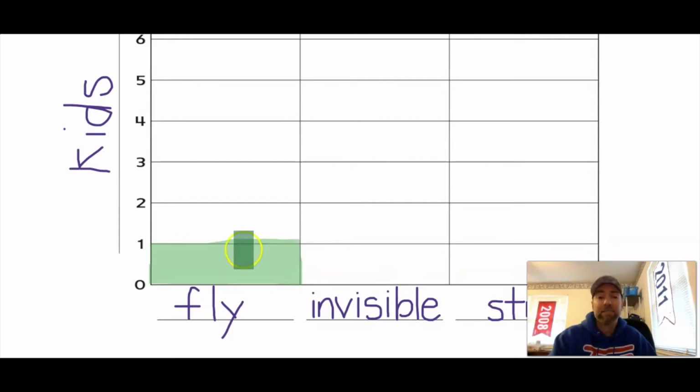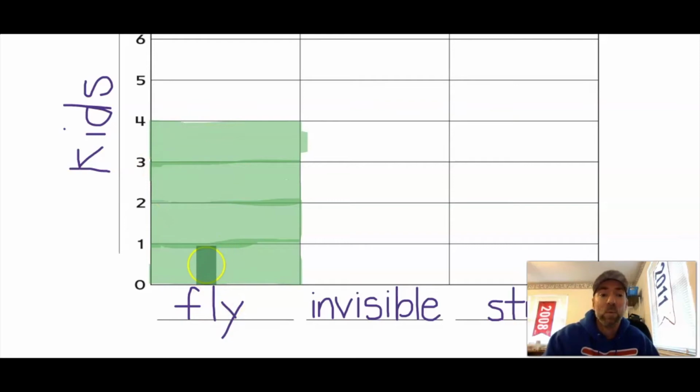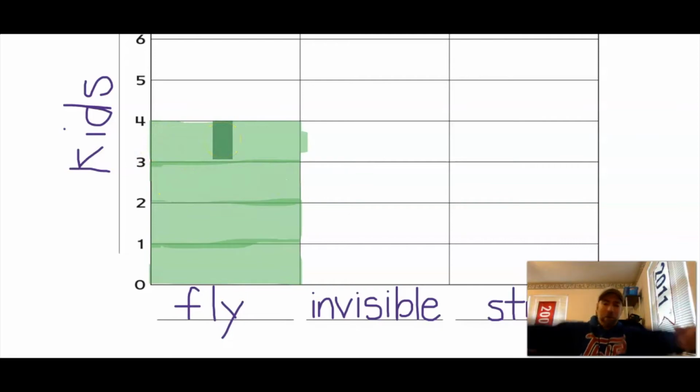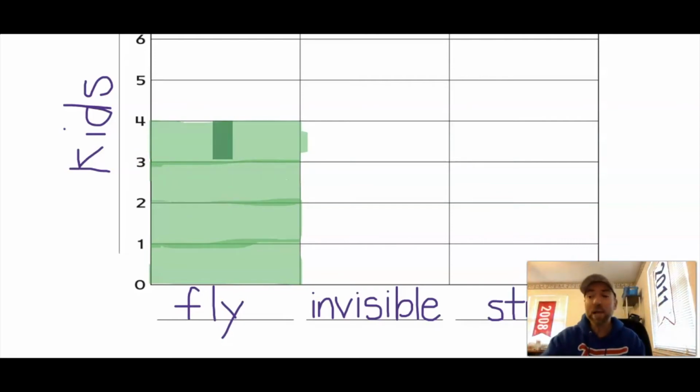There's the first box. You can see the number 1. Here comes box 2. You can see the number 2. Here comes box 3. You can see the number 3. And here is box 4. You can even see the number 4. Now I always start at the bottom and I climb up. 1, 2, 3, 4 voted for the superhero power of flying. So go ahead and color in 4 bars above the fly.